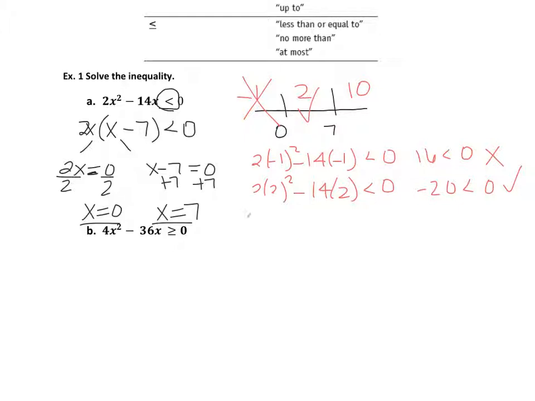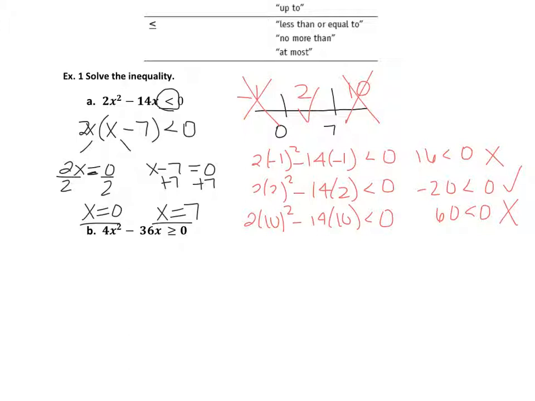Last interval, 2 times 10 squared minus 14 times 10 is less than 0. That is going to give me 60 is less than 0. Is that a true or a false statement? That's a false statement. So I'm going to come up here and cross that interval out. Now, anything that has an X on it is not part of our final solution. Anything that has a check on it is going to be our final solution.